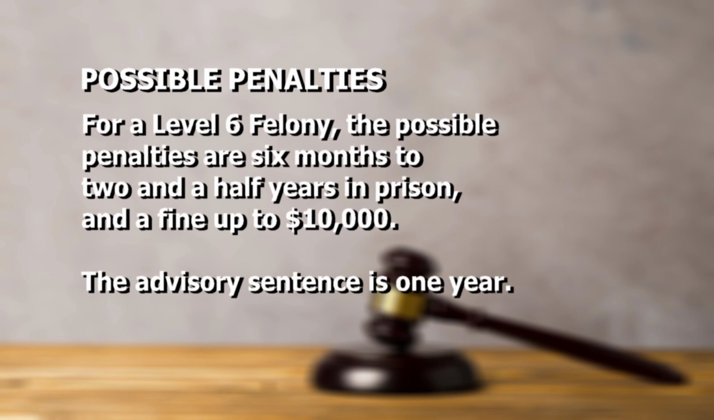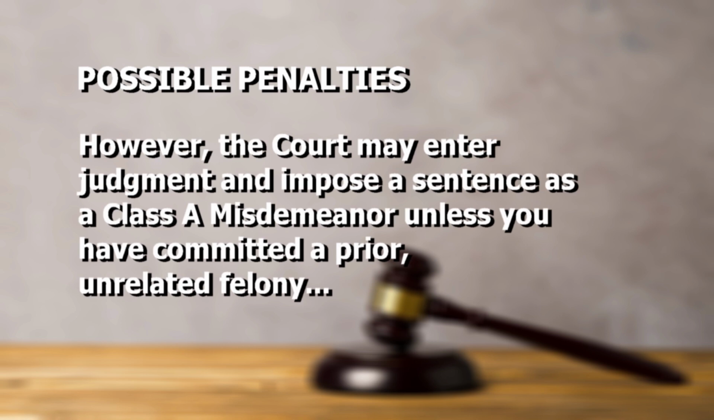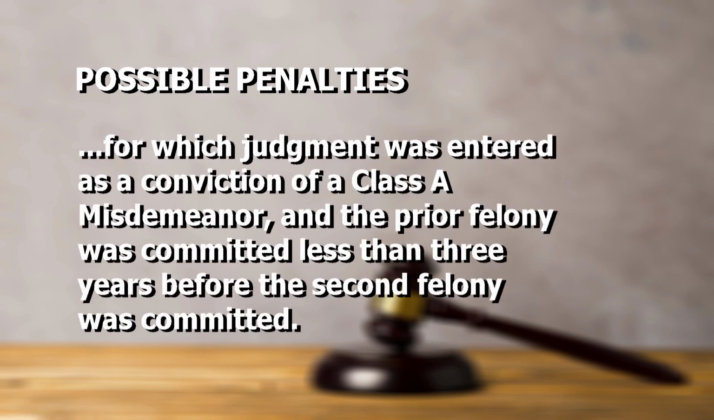For a Level 6 felony, the possible penalties are 6 months to 2.5 years in prison and a fine up to $10,000. The advisory sentence is 1 year. However, the court may enter judgment and impose a sentence as a Class A misdemeanor, unless you have committed a prior unrelated felony for which judgment was entered as a conviction of a Class A misdemeanor, and the prior felony was committed less than 3 years before the second felony was committed.